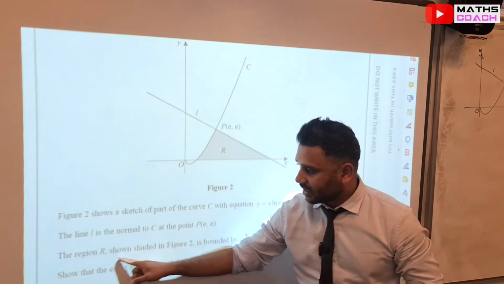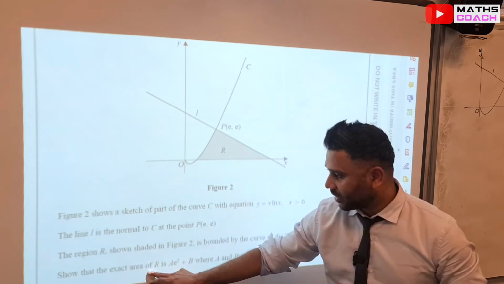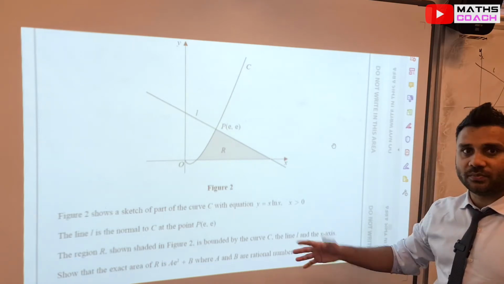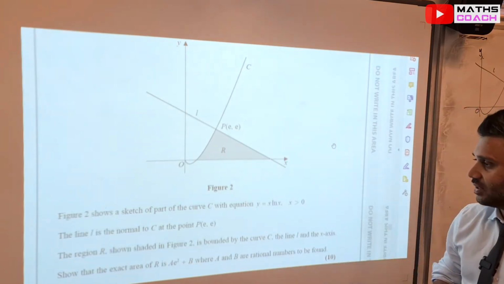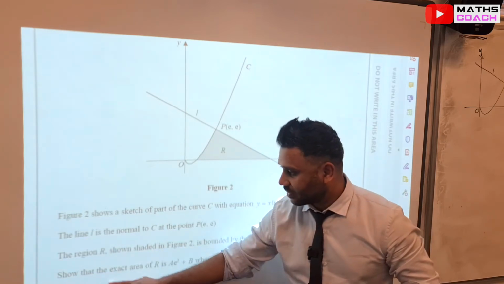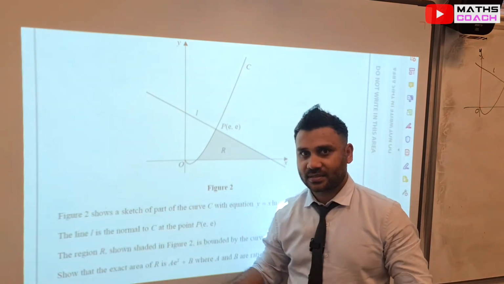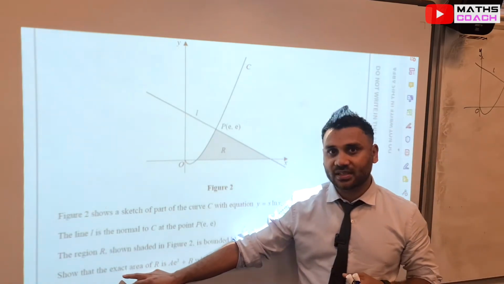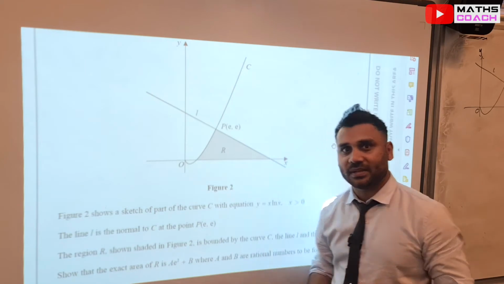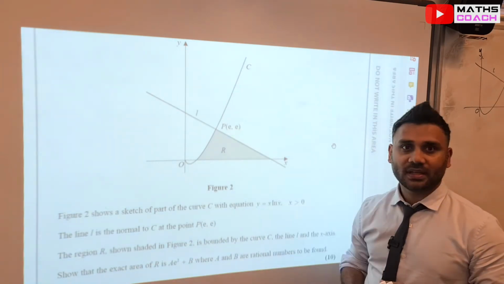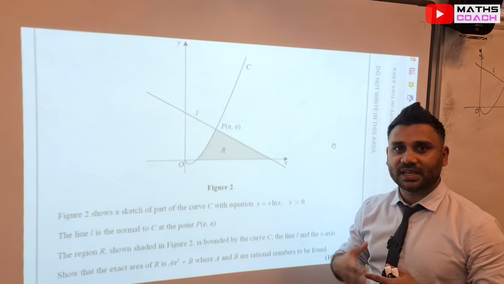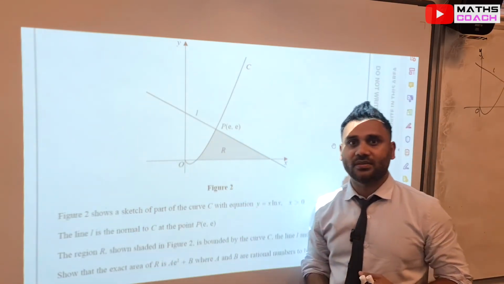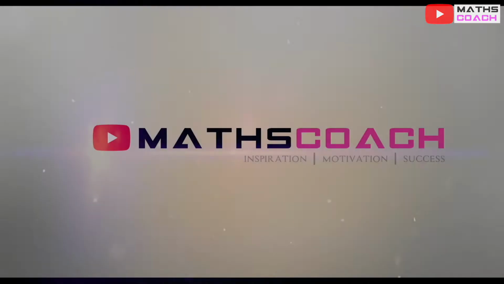But the key thing here is that you're asked to work out the exact area and give it in the form a e squared plus b, where a and b are rational numbers. Numbers, obviously, that can be written as a fraction. Again, I want to emphasize the word exact area. If you're using a calculator, you may get the answer as a decimal and you will lose a mark. Exact means either as a fraction or in terms of e. If there's pi in your expression, leave it in terms of pi or surds, etc. But avoid going into decimals, and if you do that, you will lose a mark.